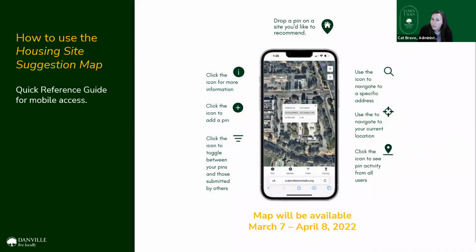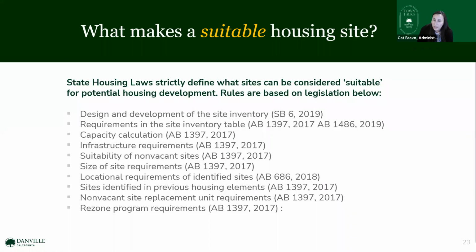As I mentioned, there's that toggle to your current location. This tool is accessible on a desktop as well as on any smartphone or tablet, and the features are all the same. So this is just a view from a cell phone. Now, while a pin can be dropped on any parcel within the town boundaries, it's important to note that not just any site is considered viable.